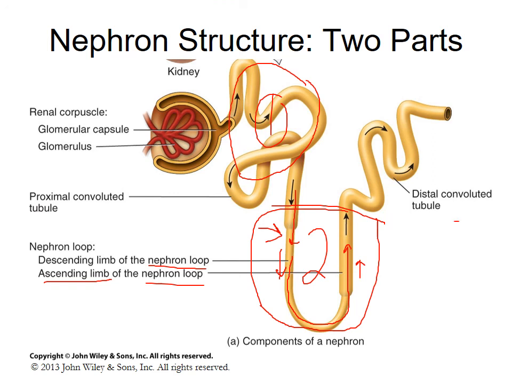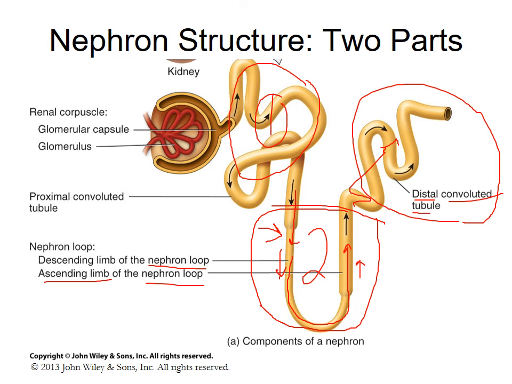And then finally, the last part, once this ascending limb of the nephron loop gets out of the renal pyramid, it goes all crazy again, and it is now called the distal convoluted tubule.